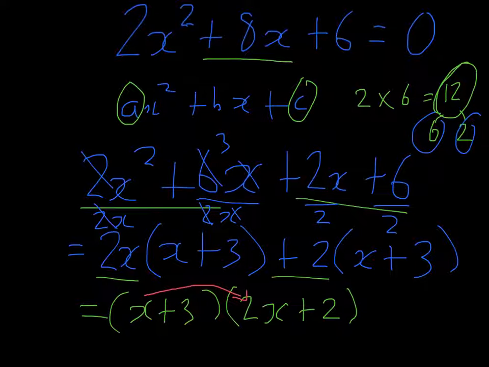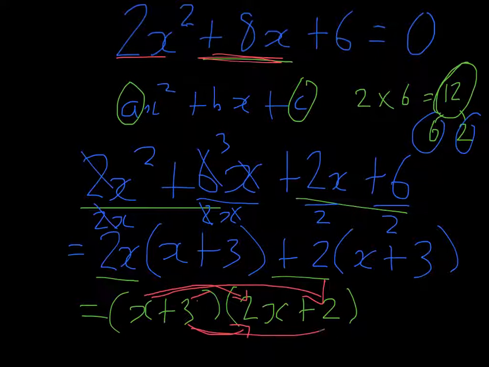x times 2x is 2x squared. Then we're going to end up with x times 2, which is 2x. Then 3 times 2x is the 6x, which in turn gives us the 8x. And then the 3 times the 2 gives us the 6. So then we need to let this equation equal 0. I'm going to flip the page to use this equation.